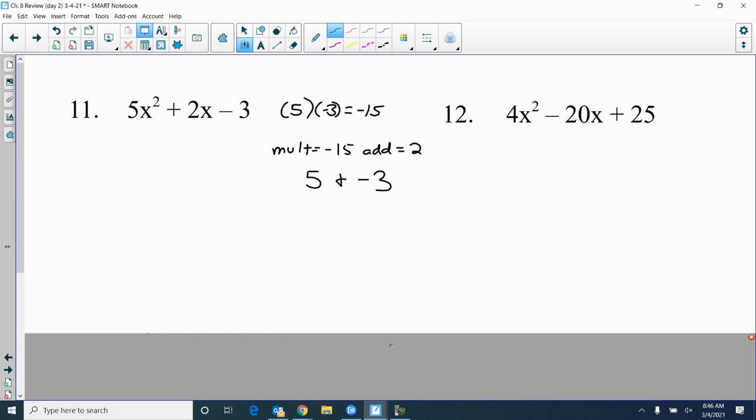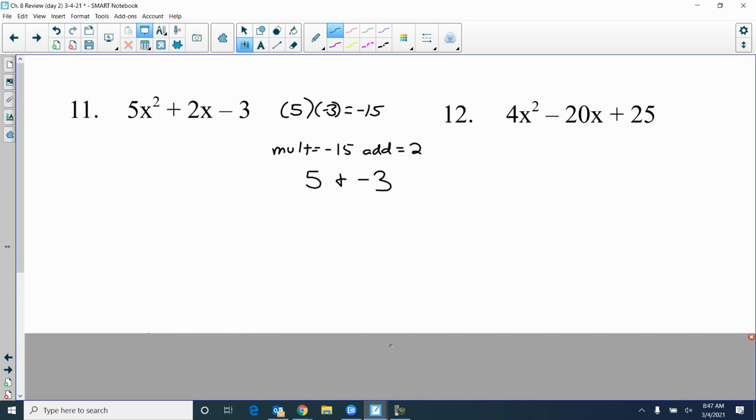Now, here's where people make mistakes. Some people will just say x plus 5 times x minus 3. Does that multiply together to get the original problem? No, because if I FOIL this, I get x squared minus 3x plus 5x minus 15, which gives me x squared plus 2x minus 15, which really only matches up the middle term. How do we do this one? We do need those numbers.